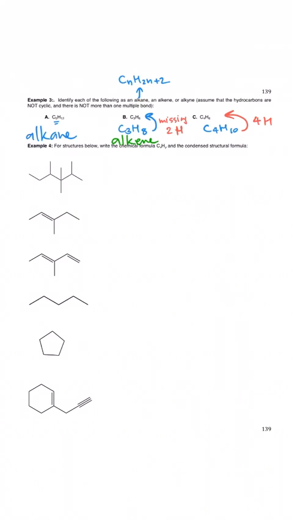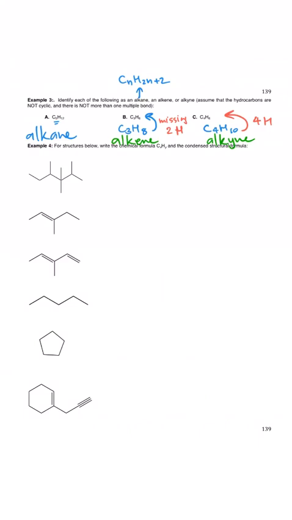Therefore, we are going to introduce only one type of multiple bond. So that means in this case, it can't be 2 double bonds. It has to be 1 triple bond instead. Therefore, this would be an example of an alkyne. So that's example 3. And you will see a similar problem again in homework number 10. Now let's take a look at example 4.